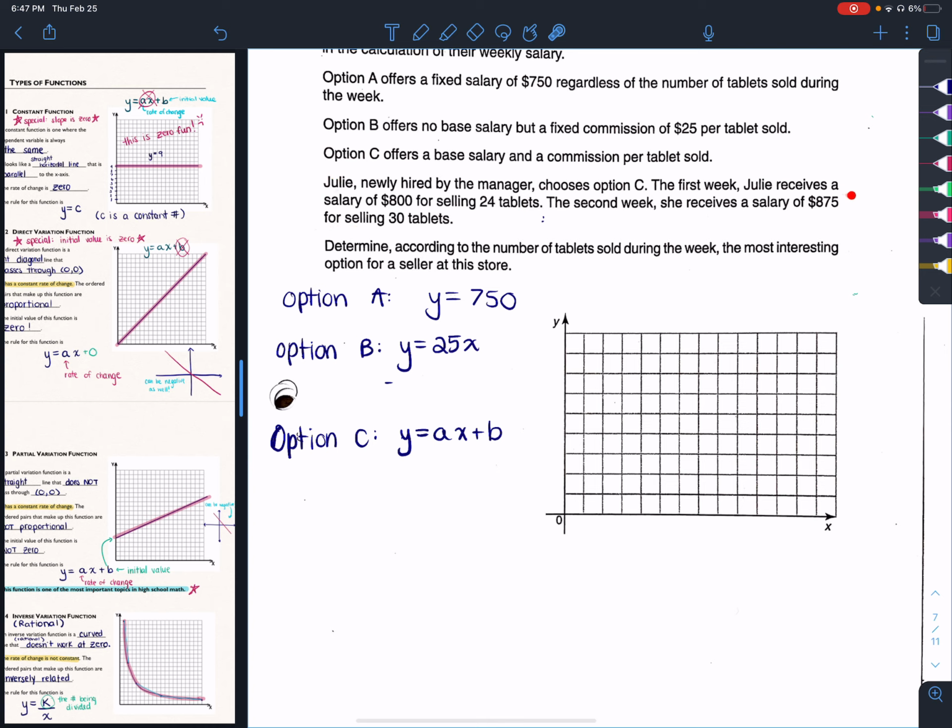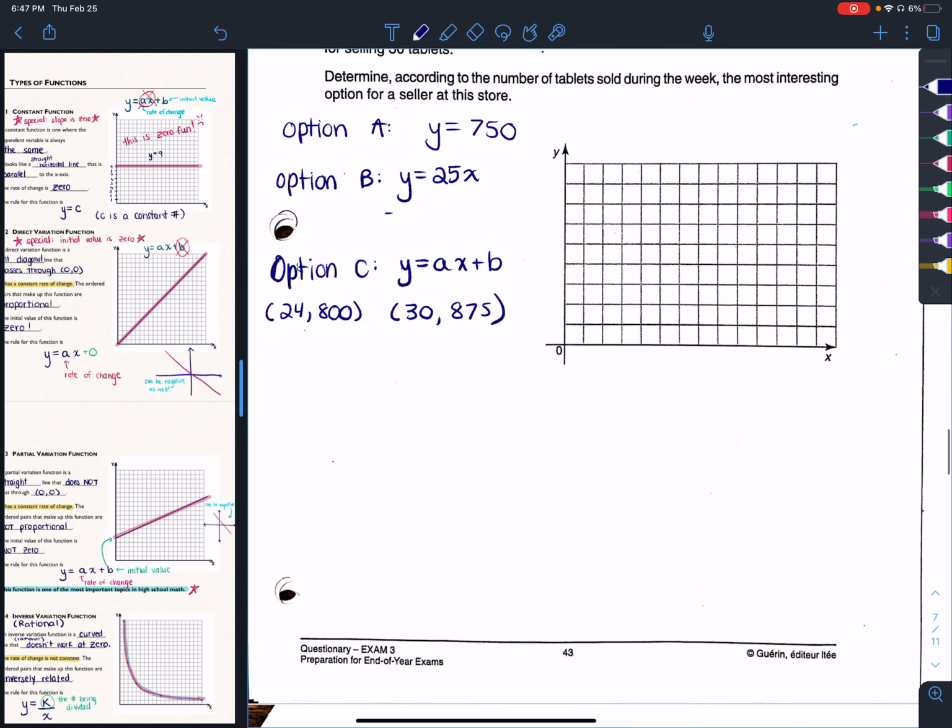So Julie receives a salary of $800 for selling 24 tablets. So we're being given a point. We're being given a coordinate. She sold 24 tablets and she made $800. And then the second week she receives a salary of $875 when she sold 30 tablets. So our next point is 30, $875. So here we have 2 points, and we can absolutely find the equation of this line.